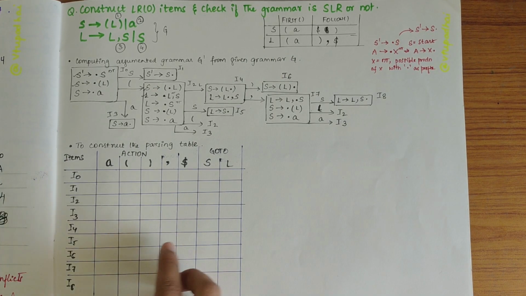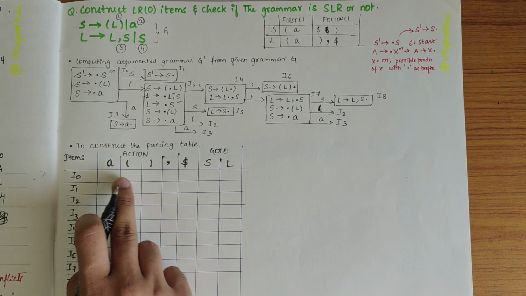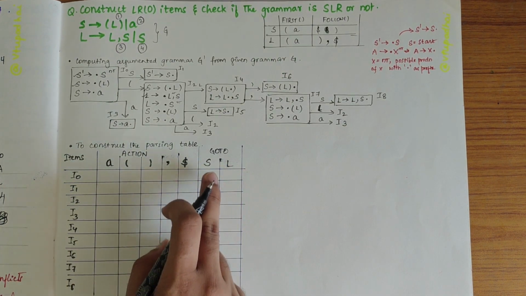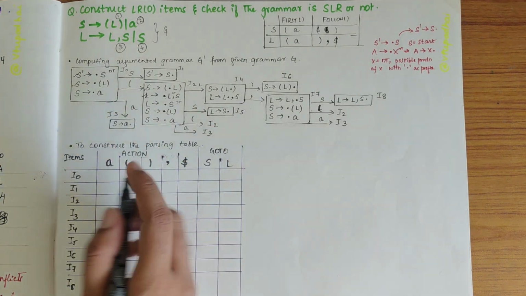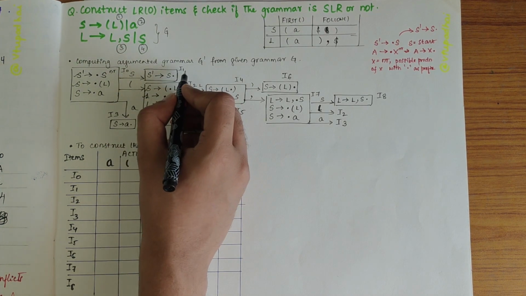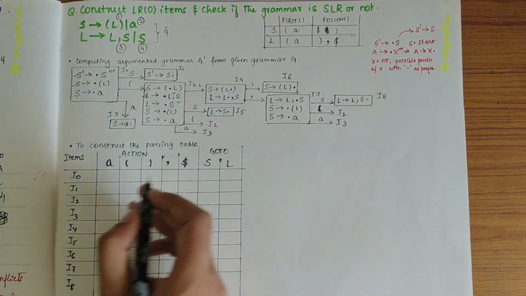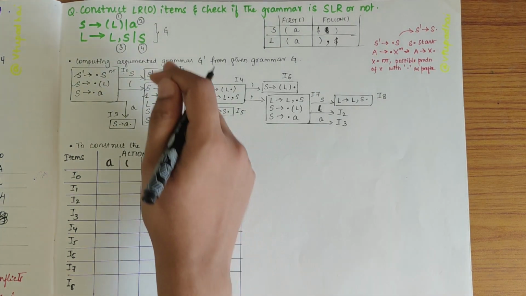So here I have constructed the table with action and goto. Action comprising of all the terminals and goto comprising of the non-terminals. So here I have written down all the items. So I0 over S, I would get I1. S being a non-terminal, I0 over S, I would get 1.